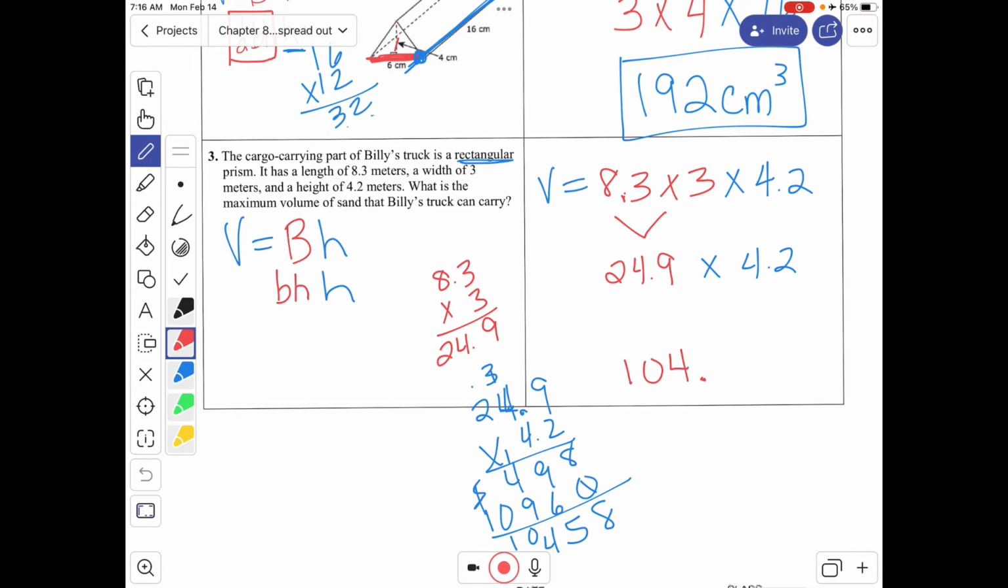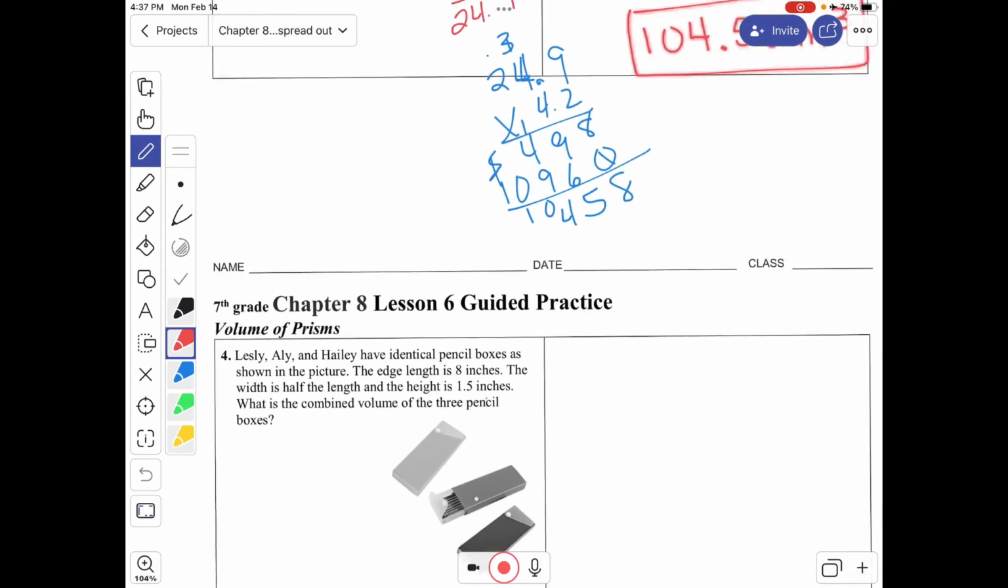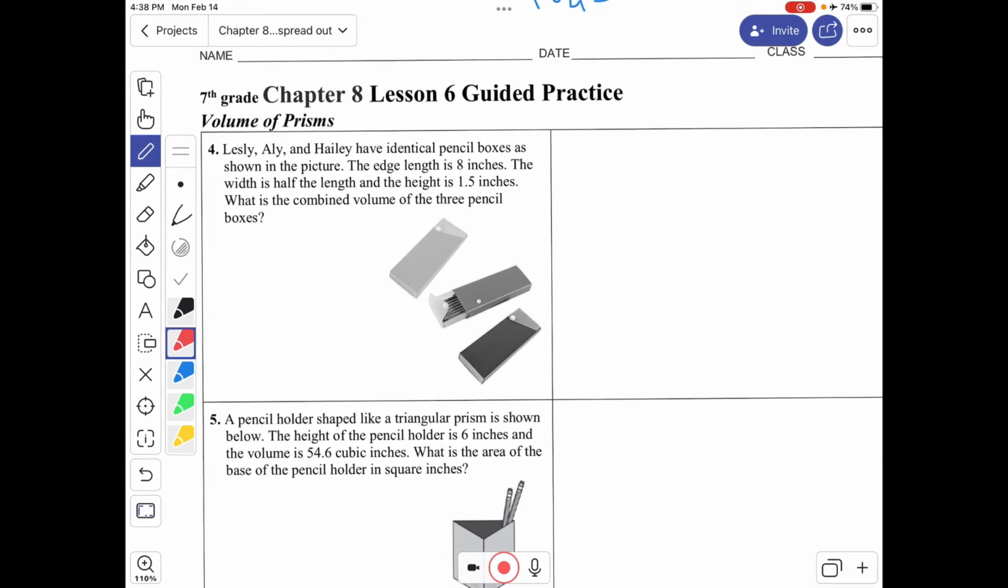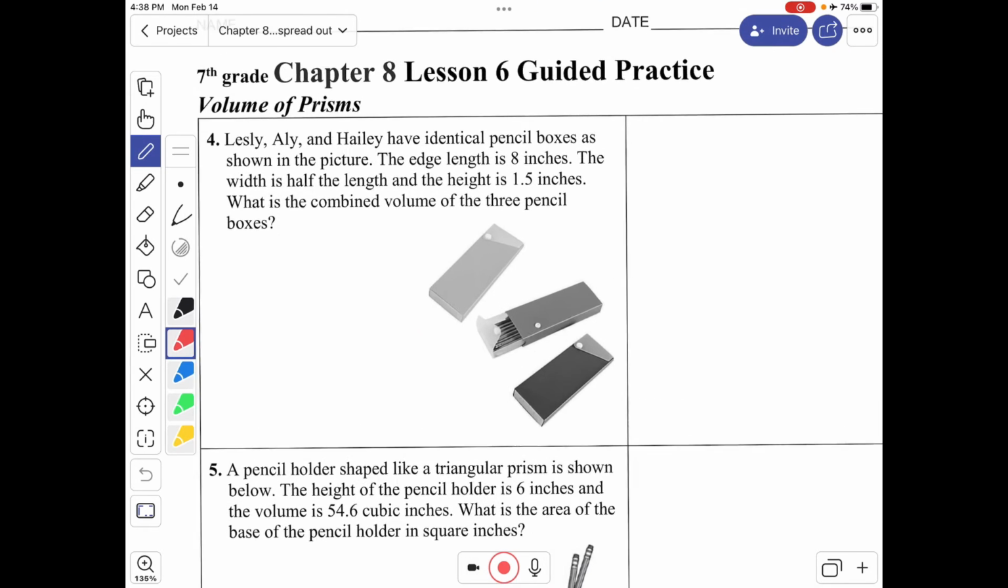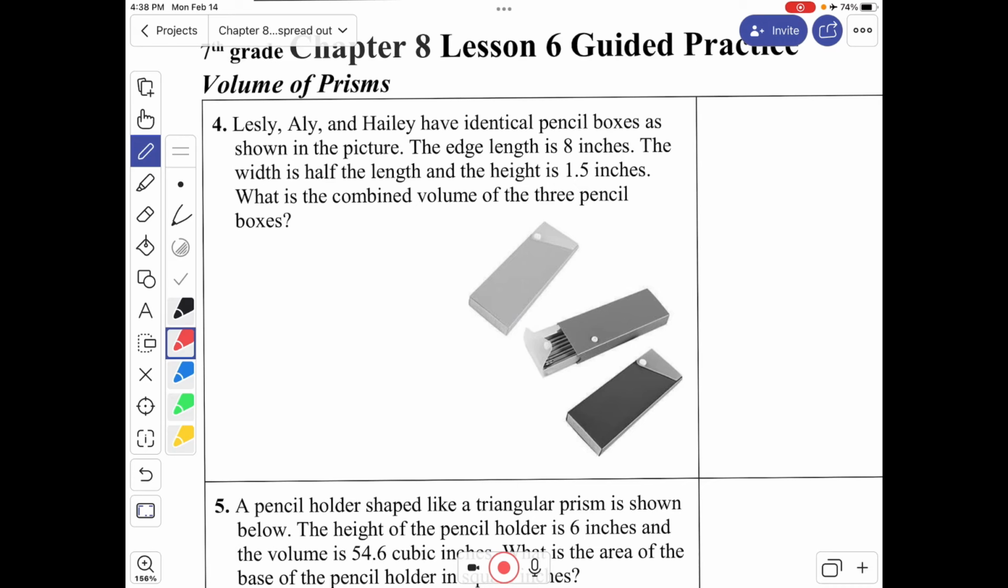So the volume is 104 and 58 hundredths, or 104.58 meters cubed. Let's look at the back of the paper. Question number 4. It says Leslie, Allie, and Haley have identical pencil boxes as shown in the picture.